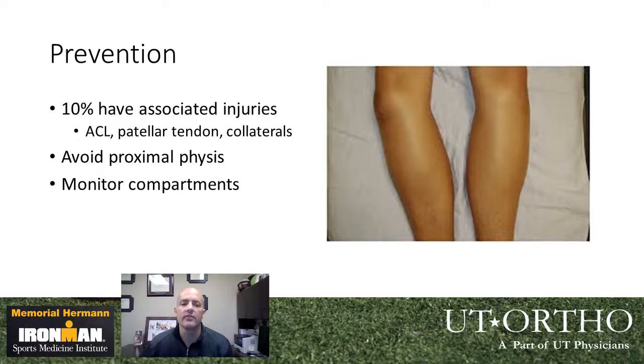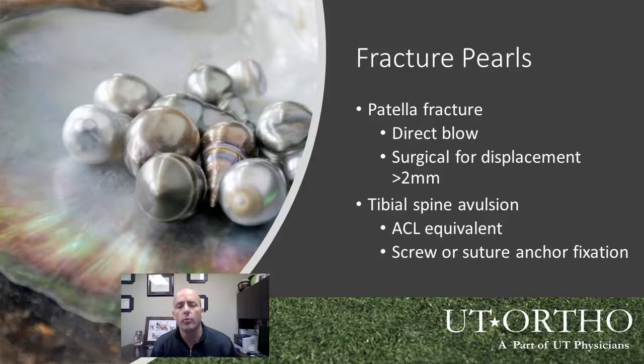10% of these have associated injuries, such as an ACL, patella tendon tear, as our patient did, or collateral ligament injuries. So look for those. And when you operate, avoid the proximal physis, and please monitor their compartments. Other fracture pearls, so we can see patella fractures, which are sustained from a direct blow to the knee. They're surgical if there's more than 2 millimeters of articular displacement. Tibial spine avulsions are really ACL equivalents, and those we like to fix as well if there is any displacement.